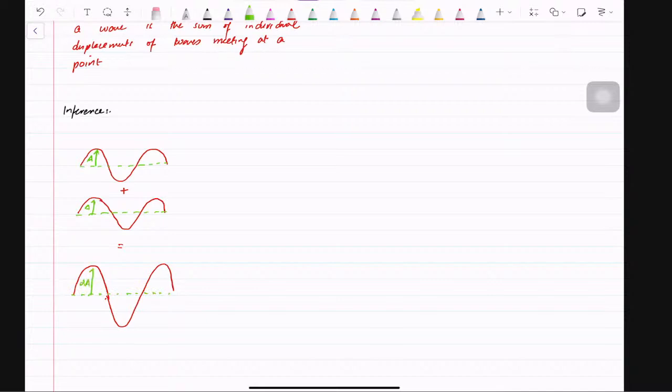This sort of interference is called constructive interference.